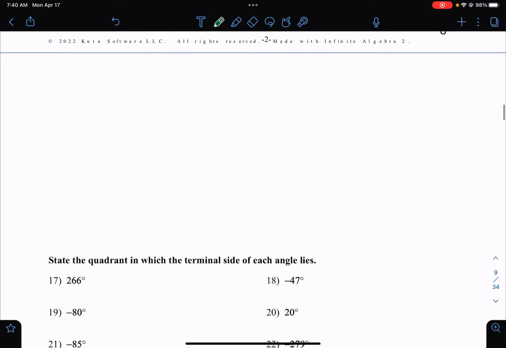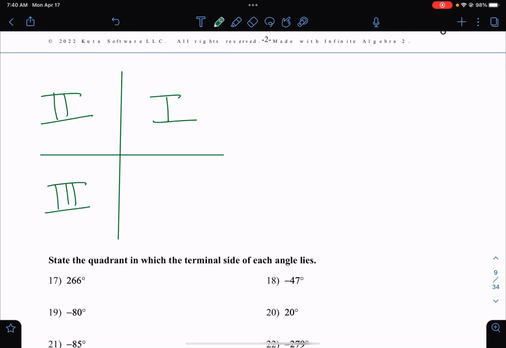Now we're going to move on and talk about quadrants. First off, hopefully you are familiar with the quadrants. We have quadrant 1, quadrant 2, quadrant 3, and quadrant 4. When we are measuring angles, we always start from here. This would be our 0 degree measure. This one is 90 degrees. This one is 180 degrees. And this one is 270 degrees.